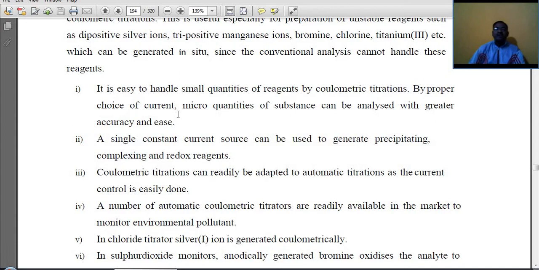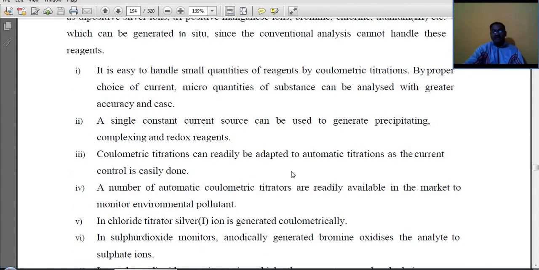It is very easy to handle small quantities of reagents by coulometric titration. By proper choice of current, micro quantities of substance can be analyzed with greater accuracy and ease. A single constant current source can be used to generate precipitating, complexing and redox reagents. Coulometric titrations can readily be adapted to automatic titration as the current control is easily done. A number of automatic coulometric titrators are readily available in the market to monitor environmental pollutants.